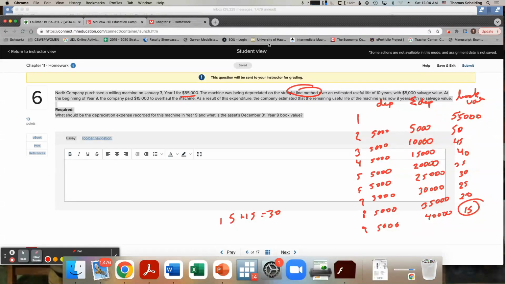And that actually answers our two questions here. So what's the December 31st book value? That's going to be 30. What would be the depreciation expense recorded? That's going to be that constant $5,000 expense.